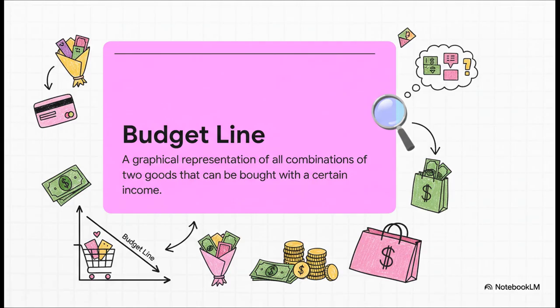So yeah, this simple line we've drawn has an official fancy name in economics, the budget line. But really, don't let the name fool you. All it is is a picture, a graph, that shows you every mix of 2 things you can possibly buy when you spend your entire budget.